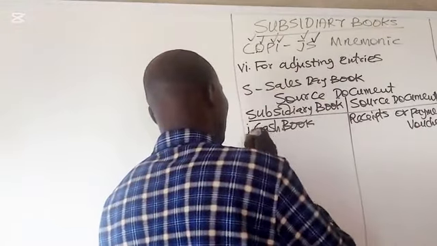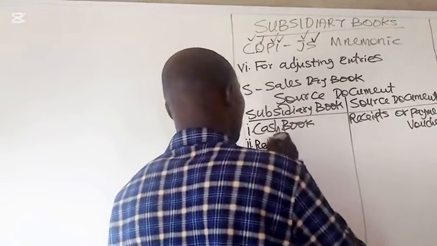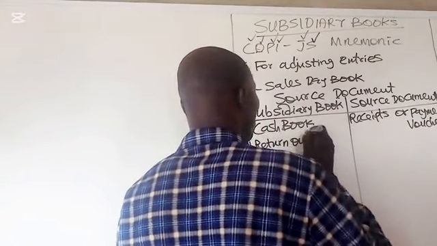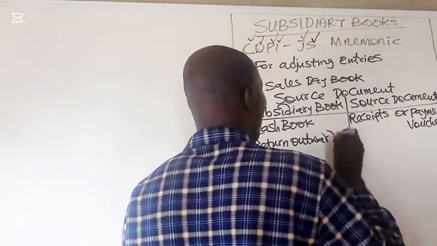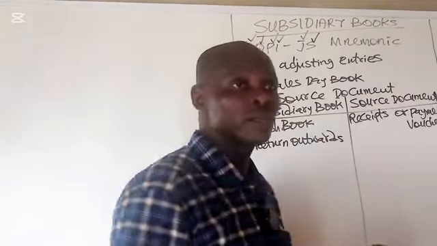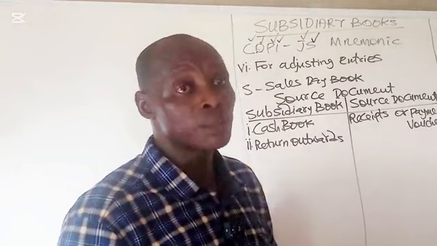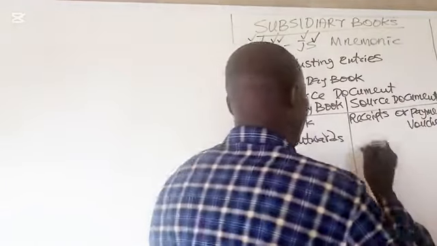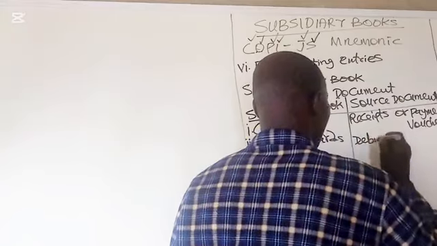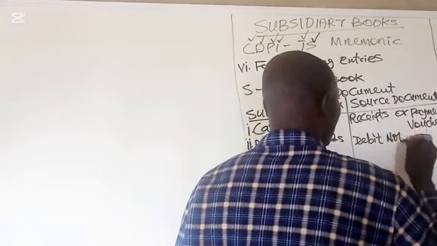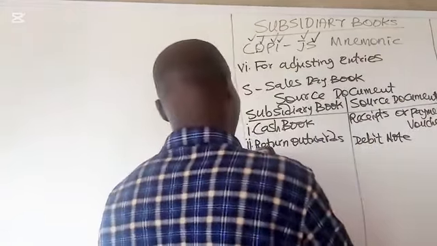So we have return outwards. Number two, return outwards. The source document of return outwards book is debit note. That is the source document.